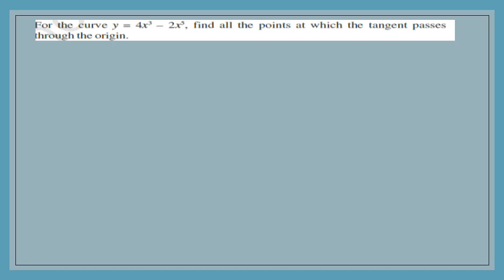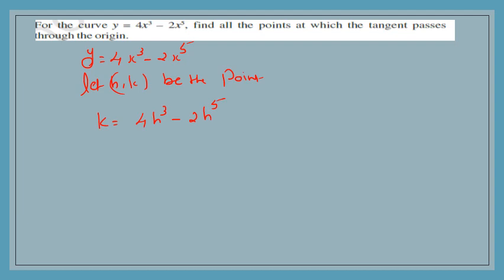For the curve, what is our curve? y is equal to 4x cube minus 2x raised to 5. Find all the points at which tangent passes through the origin. So you take, let h, k be the point. So we can say k is equal to 4h cube minus 2h raised to 5. That is equation number 1. Okay, understand?